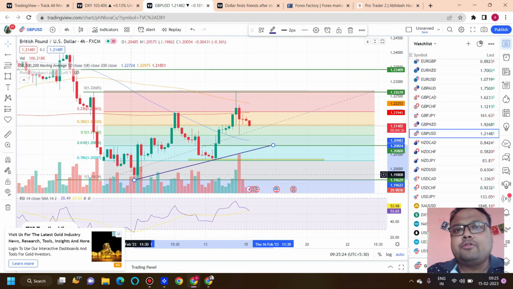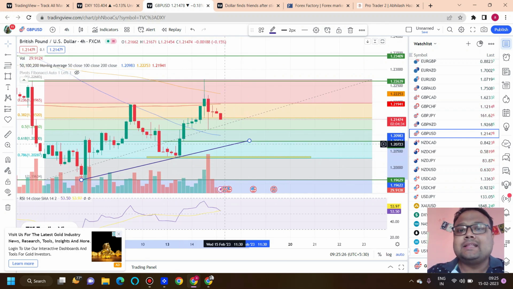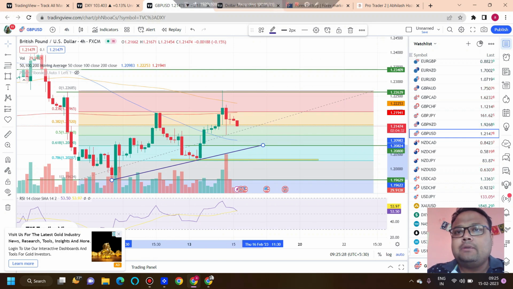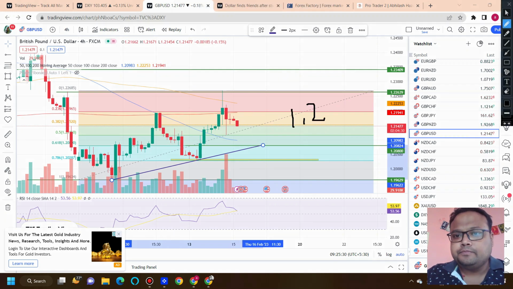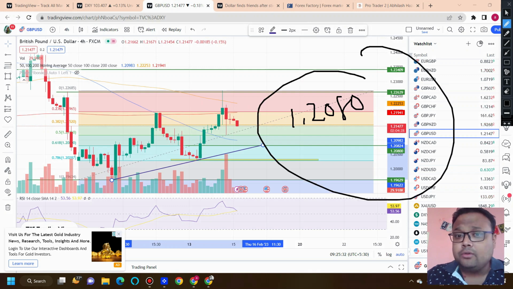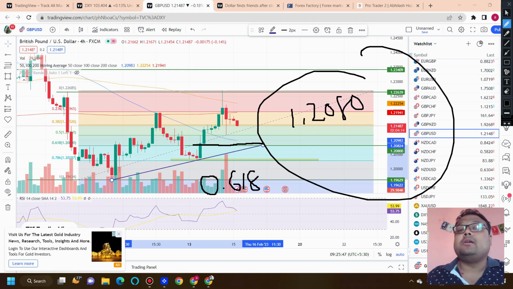But here I have drawn a trend line and I can see that around 1.2080, I have the trend line as a dynamic support. That I don't like much. But we also have Fibonacci 0.618. Fibonacci 0.618 is a very strong support in case of GBP USD.